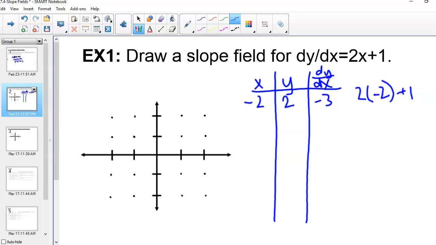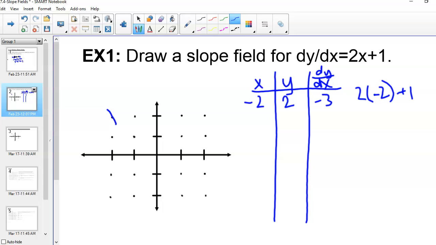So what you'll do when you get that is you're going to go to the graph over here, and you are going to look at this point, and you're going to think about graphing a little tiny piece of a line that has a slope of negative 3. So if you think down 1, 2, 3, and over 1, it would be a slope that would go through those points there. So I'm going to draw in this little slope right here. Now, it doesn't have to be perfect, just close. And then I'll go to the next point.